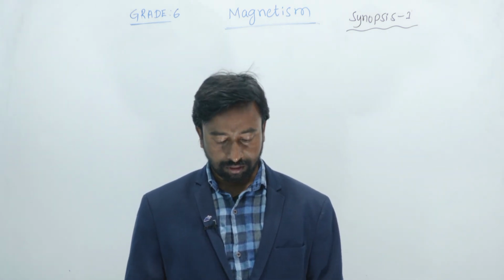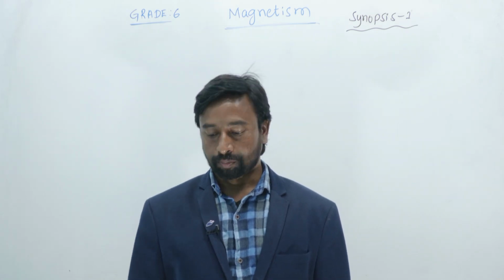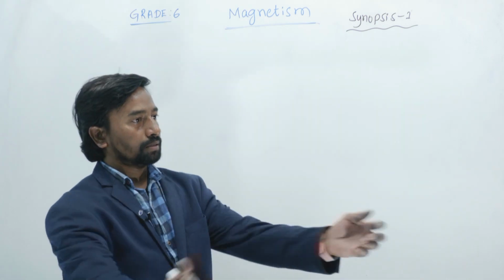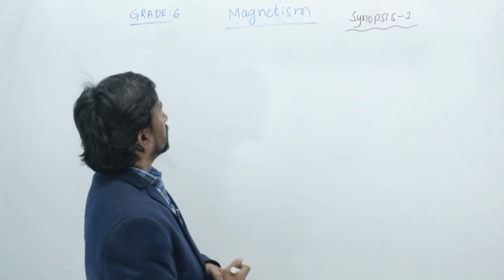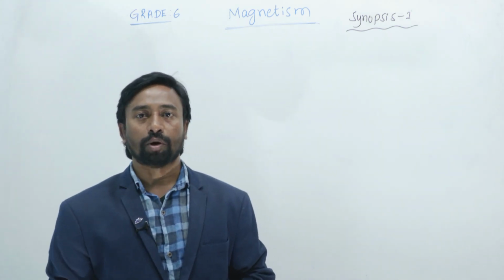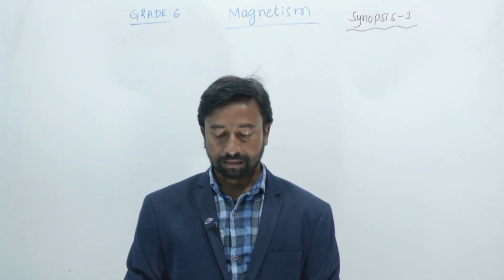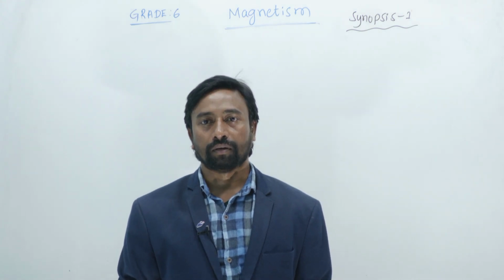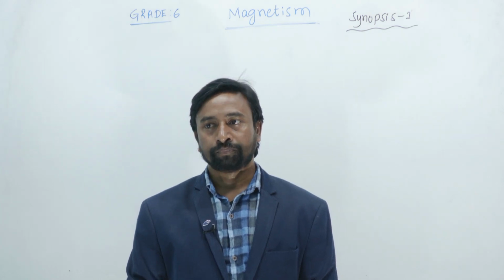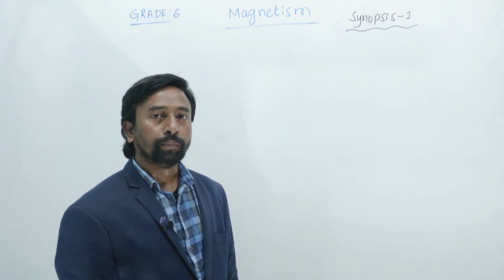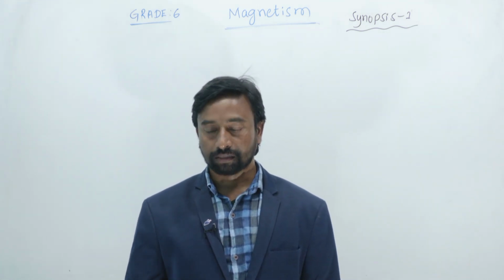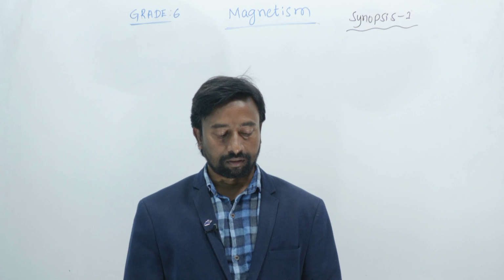Today we are going to see a new and interesting chapter in the 6th class, that is magnetism. So what is magnetism? The branch of physics which deals with magnets and their properties, how magnets work. In our day-to-day life, magnets play a role. So we should know about magnets and magnetic properties, so that we can utilize them in the proper way in our daily life.